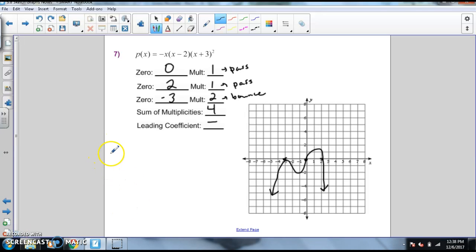All right, you're back. Go ahead and check your answer here. My zeros are at 0 with a multiplicity of 1, 2 with a multiplicity of 1, and -3 with a multiplicity of 2. So if I add my multiplicities together, I get 4, and out front there we had a negative. So I plotted my x-intercepts. I know both sides need to be going down, and then I also labeled pass or bounce for those. So your final graph should look something like that. It doesn't have to be perfect. Remember, this is a rough sketch.